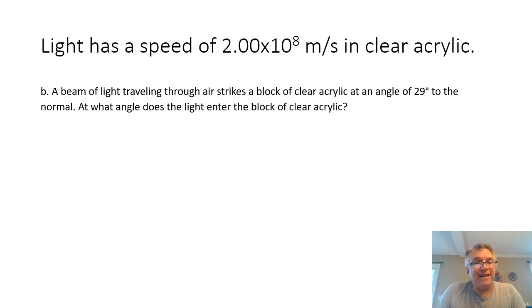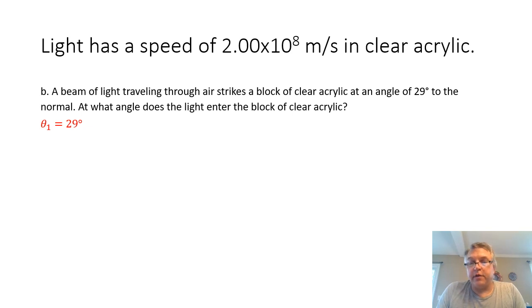Part B says a beam of light traveling through air strikes a block of clear acrylic at an angle of 29 degrees to the normal. At what angle does the light enter the block of clear acrylic? So my angle of incidence for the light ray, as it's still traveling through the air, is 29 degrees. So that is theta 1.